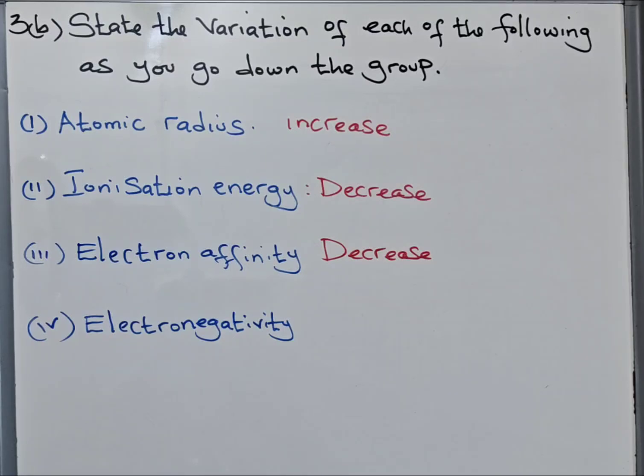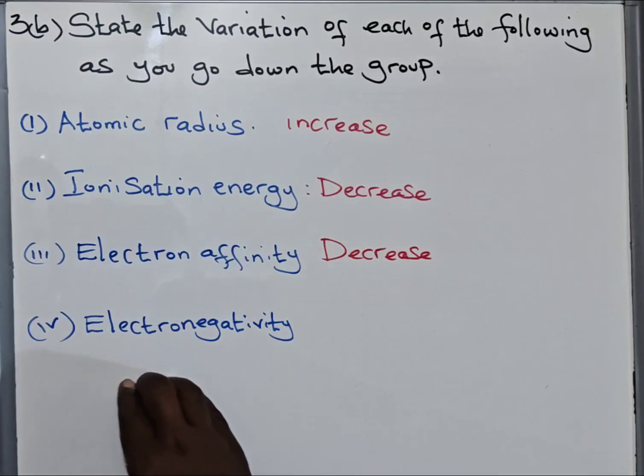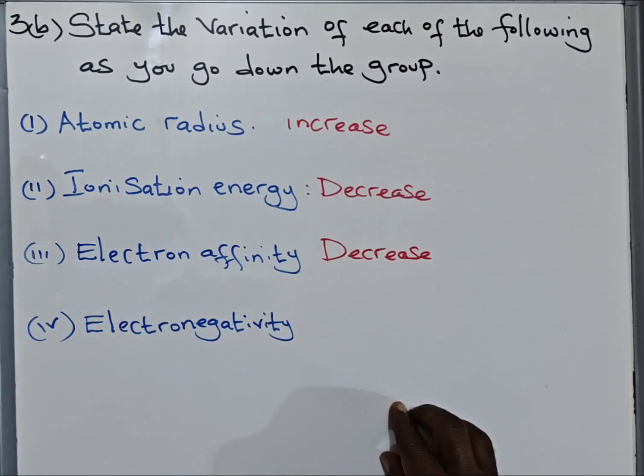And you have to remember that as you go down the group, what happens? The size increases. So it means that as you go down the group, the further you go from the attractive force of the nucleus. And so what happens? Electronegativity will decrease.